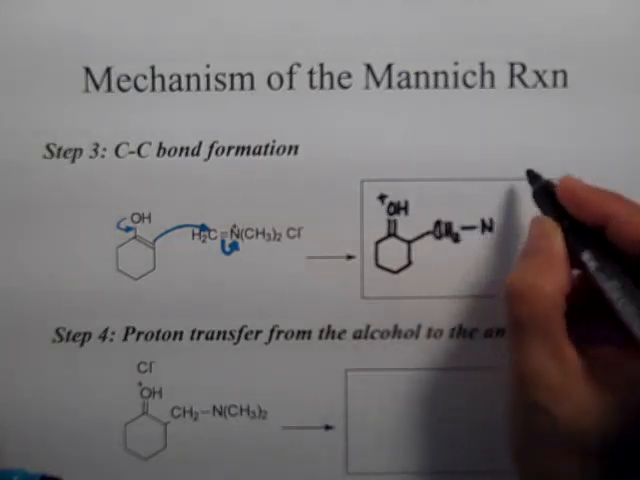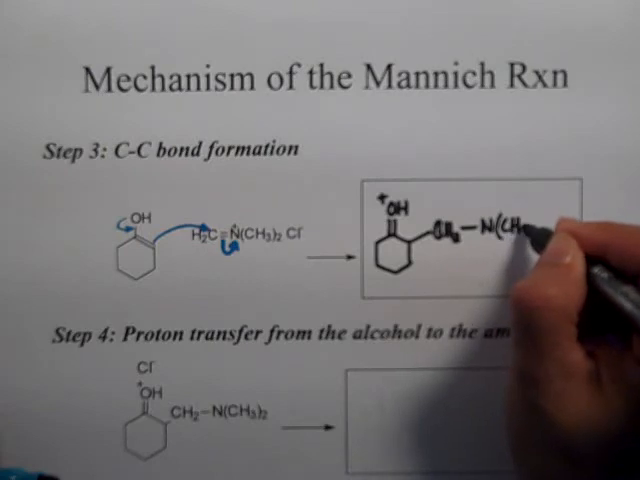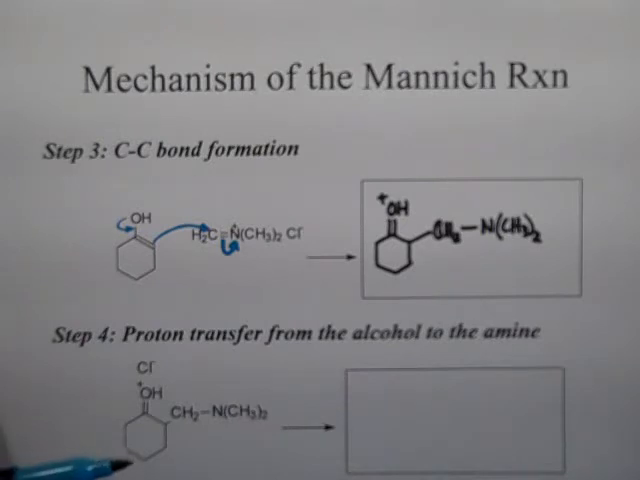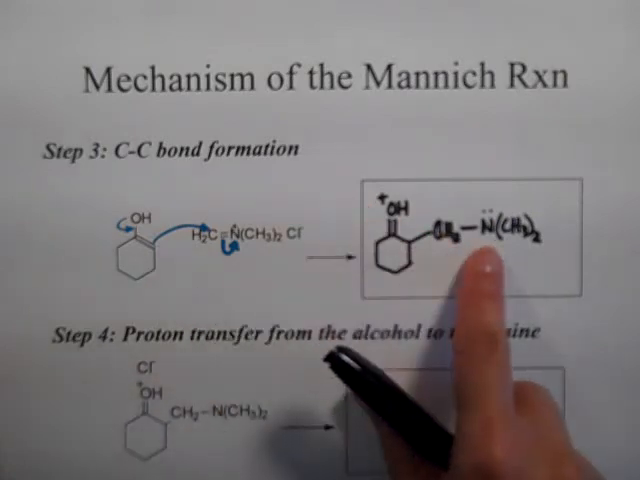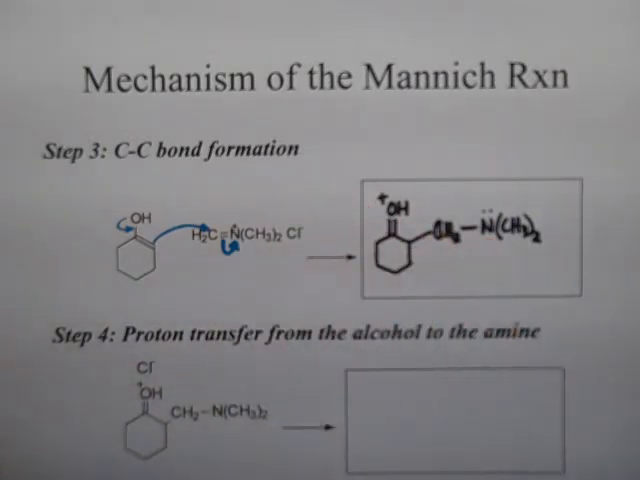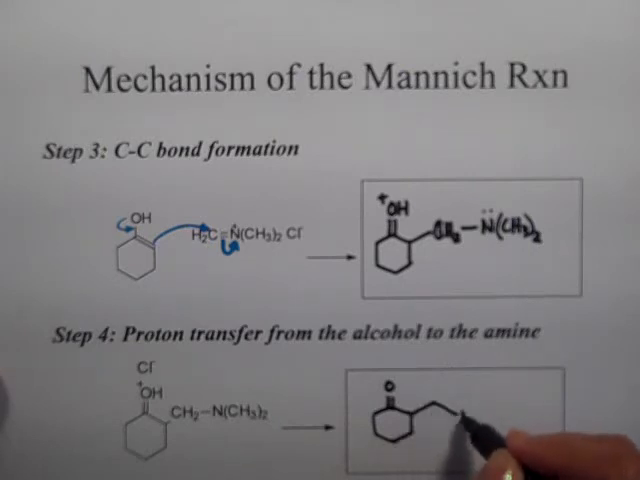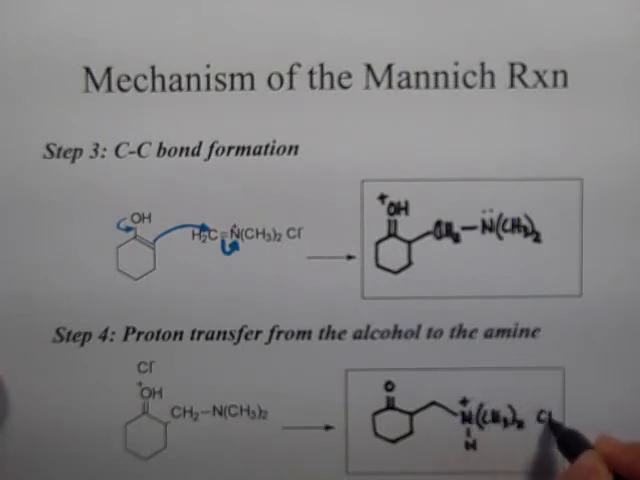And we have two methyls attached to your nitrogen. But I have a protonated carbonyl and I have a base on the other side. So what's going to happen? The base is going to deprotonate your carbonyl. And that's how you get the salt of the Mannich base. It's going to be a chloride salt.